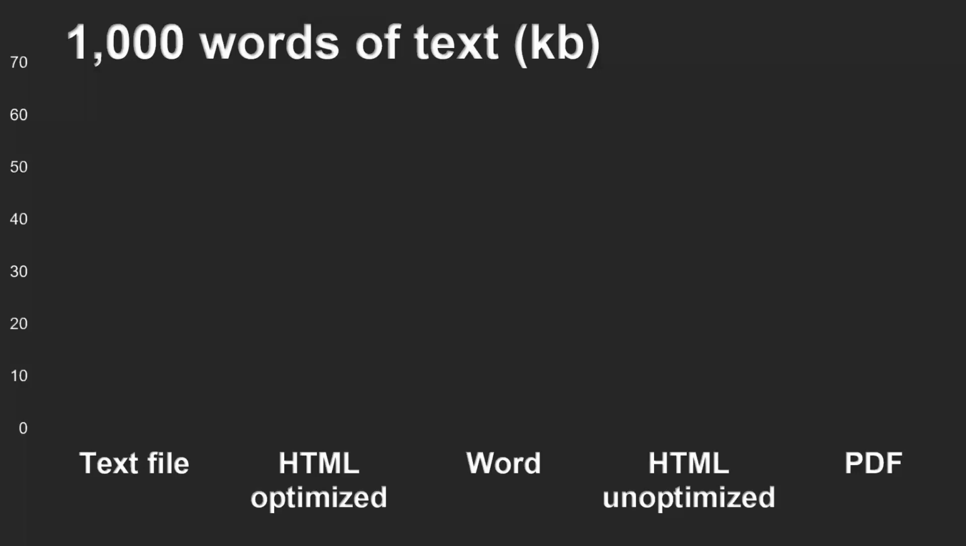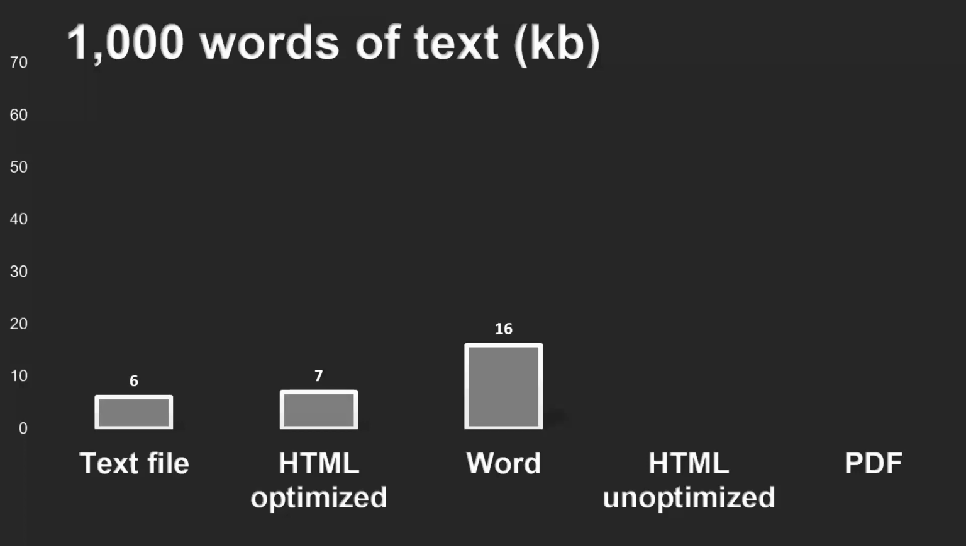Sometimes the simplest text is the most environmentally friendly way of communication. We should always default to the most environmentally friendly means of communication, if at all possible. 1,000 words of text in a text file is about 6 kilobytes. If you do a really highly optimized HTML file, that will be just 7 kilobytes, just a kilobyte of formatting for HTML there. HTML is a wonderful, environmentally friendly way to communicate if done properly. If you simply save that 1,000 words of text as a Word document, it's about 16 kilobytes.